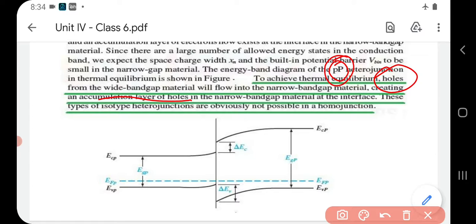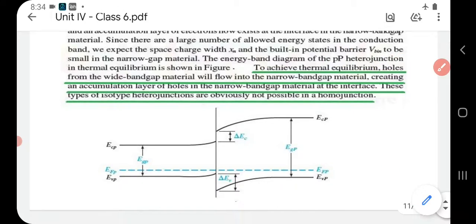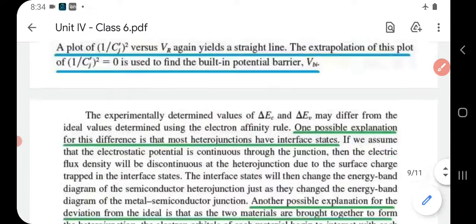These types of isotype heterojunctions, that is of the same form, are not possible in a homojunction. That is possible only in heterojunctions. That is isotype heterojunctions. So that is all about the electrostatics of heterojunction.